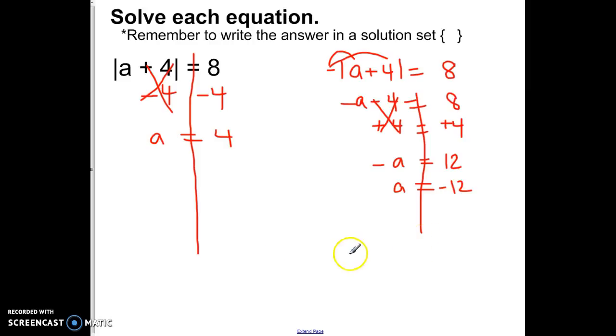So when we get both of our answers, we always try to remember to write our answers in a solution set. So we have 4 and negative 12 as our two answers for this problem here. Pause this video if you have any questions.